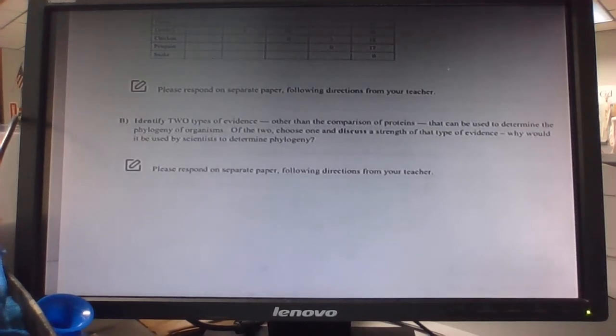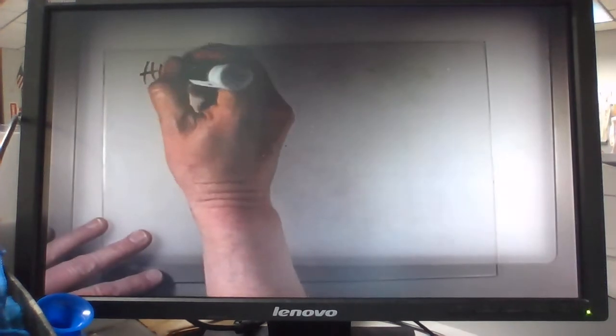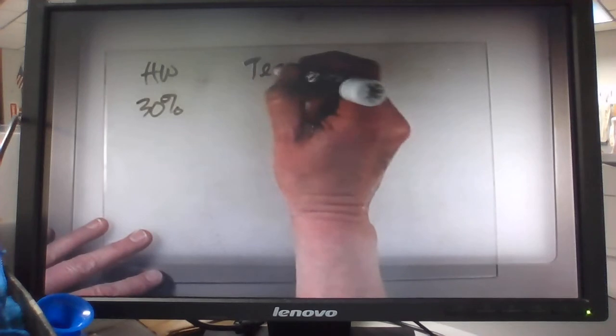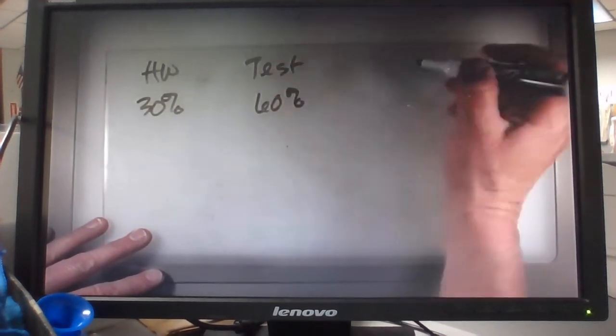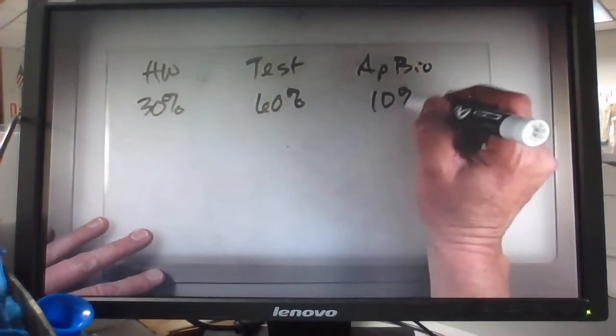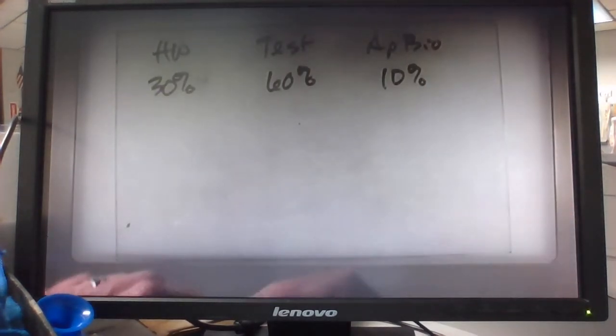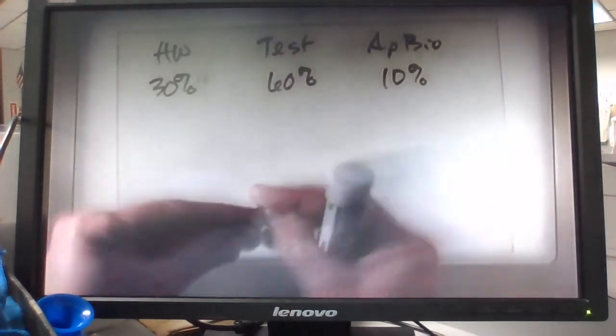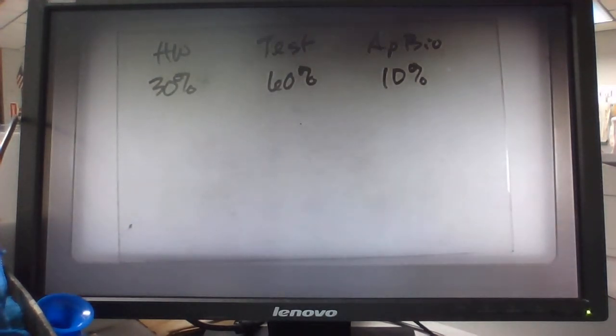Once again, we have to get used to these free response questions and making sure we get that stuff taken care of, as far as your grade in class. So, homework, classwork, that's 30% of your grade. Your test category is 60% of your grade. Your AP Bio test is 10% of your final grade. So all 3 of these categories together make up 100%, which is what your final grade is.